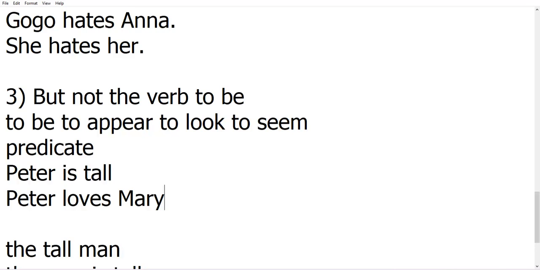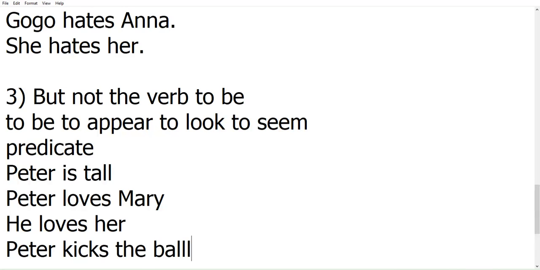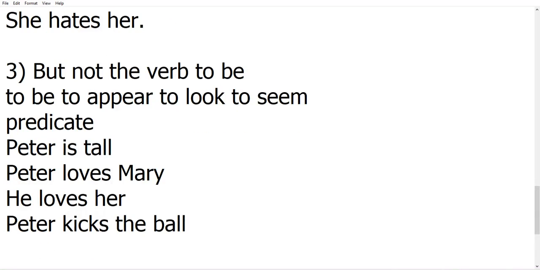First of all, let me first explain this and then I'll get to the translation. Here I can do the trick I told you about before. So he loves her. Here I cannot use a pronoun for tall, because tall is an adjective. It's not about a person, it's a quality the subject has. It's not another person, it's not another object. Like if I say, Peter kicks the ball. Now here I have two different entities, Peter and the ball. Here I only have Peter.